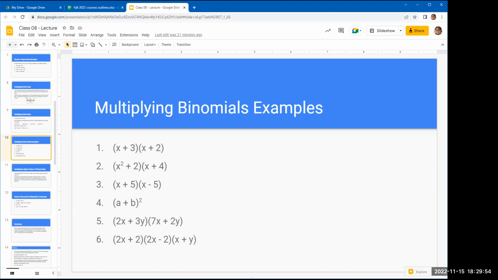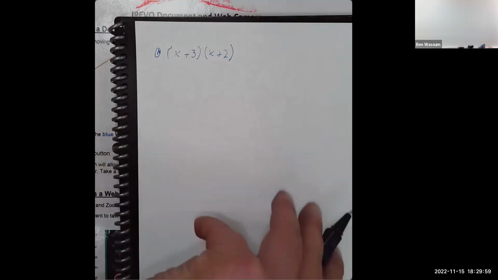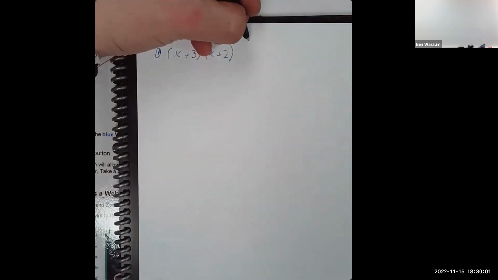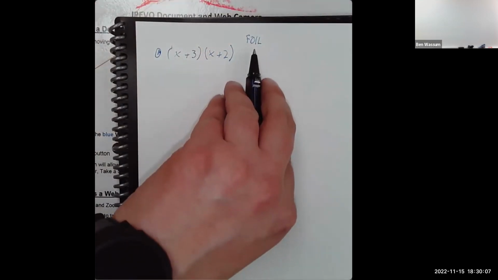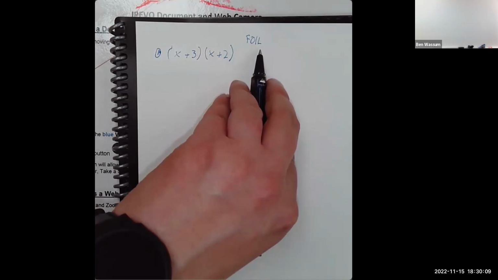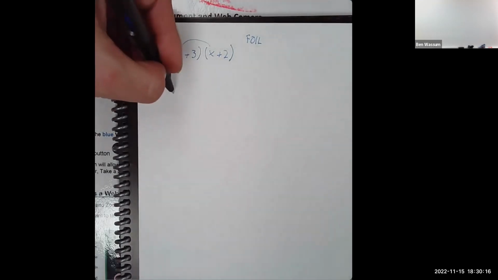So let's just look at that first one for now. We have x plus 3 times x plus 2. Remember while you're doing these, the word FOIL. First, outer, inner, last, right? So you multiply the first ones together. X times x, that's an x squared.